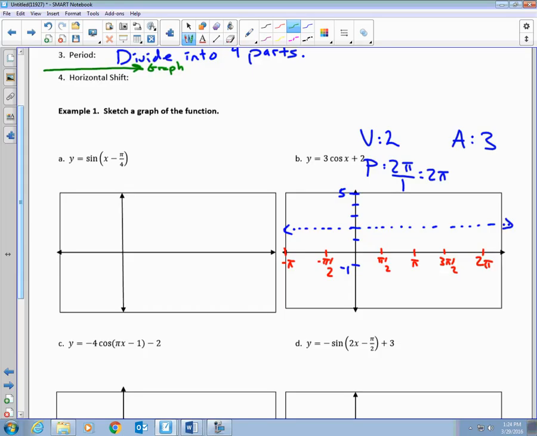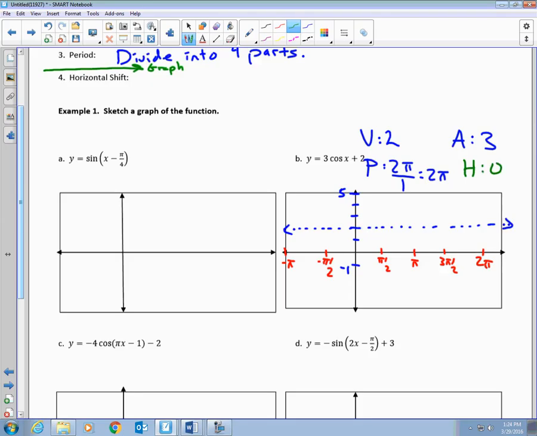At this point, we will always sketch a graph. Okay? We will always sketch a graph. But first, I'll look ahead. Is there a horizontal shift? Is there anything special on the inside here, like I have here? No. So there is no horizontal shift.